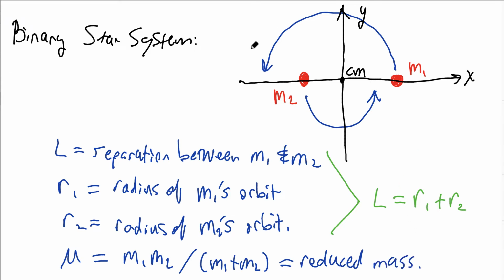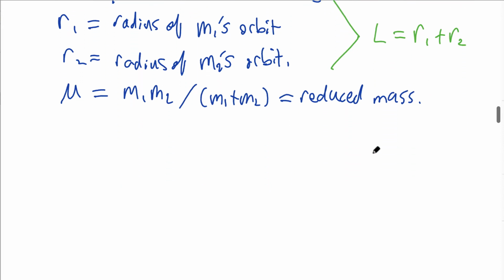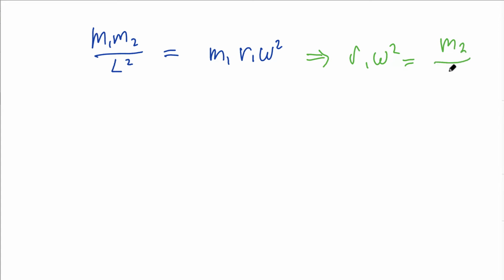We can determine the orbital frequency of the system by setting the Newtonian gravitational force, that's m1 m2 over L squared, times Newton's constant, which we set equal to 1, equal to the mass times the centripetal acceleration. So for the mass m1, we have m1 times the centripetal acceleration, r1 omega squared. And this, of course, simplifies to r1 omega squared equals m2 divided by L squared. We can carry out the same calculation for star number 2. We have m2 r2 here. What we find is r2 omega squared equals m1 over L squared.